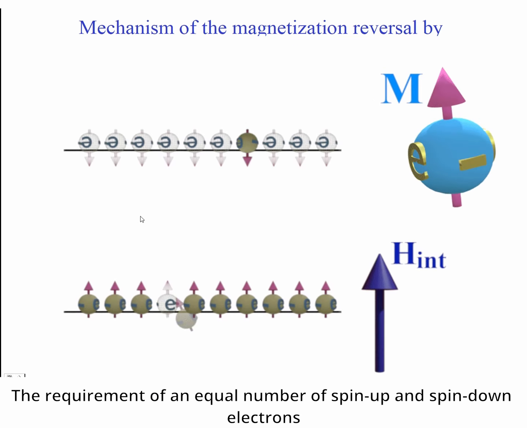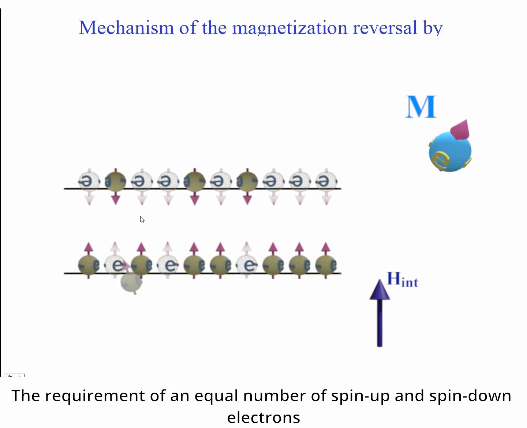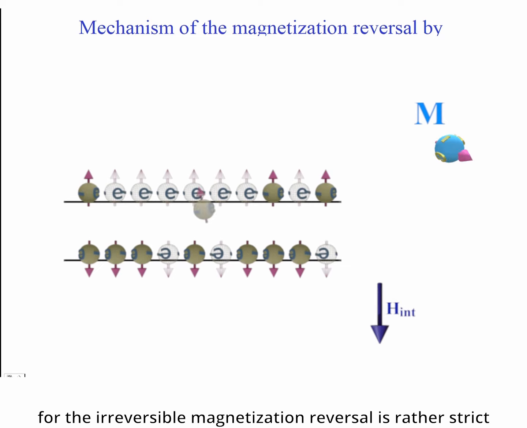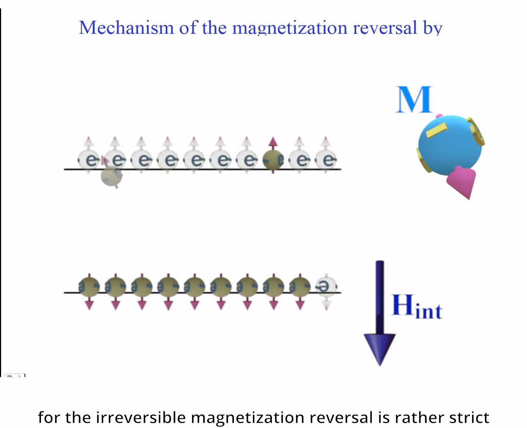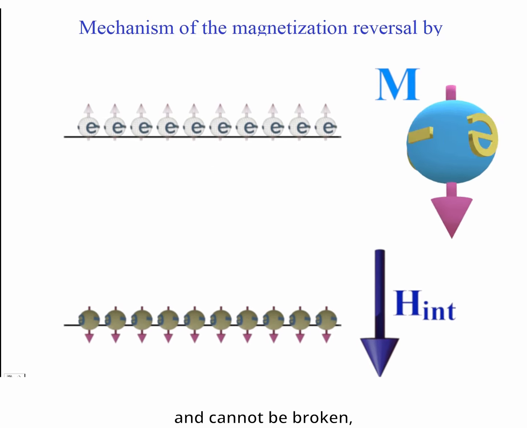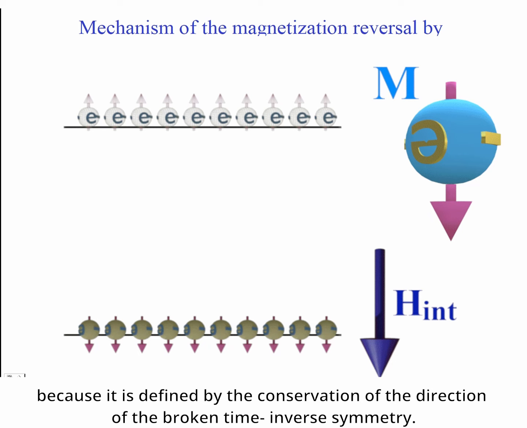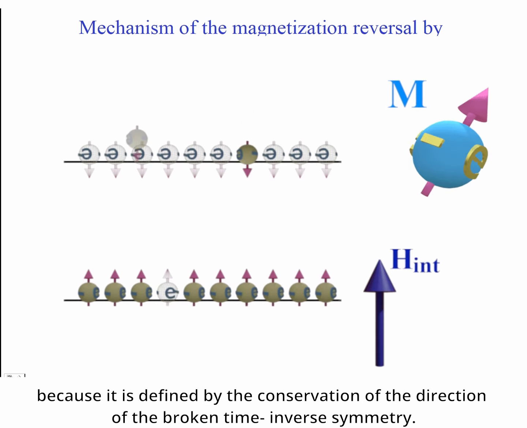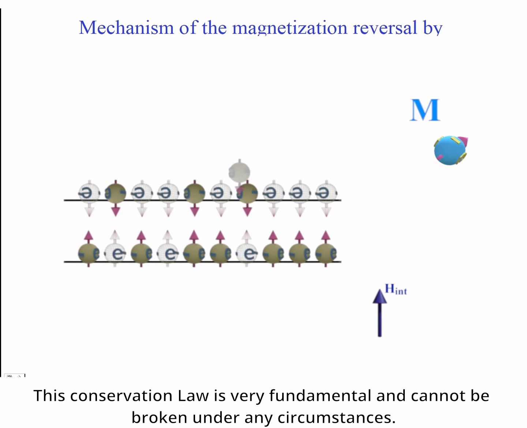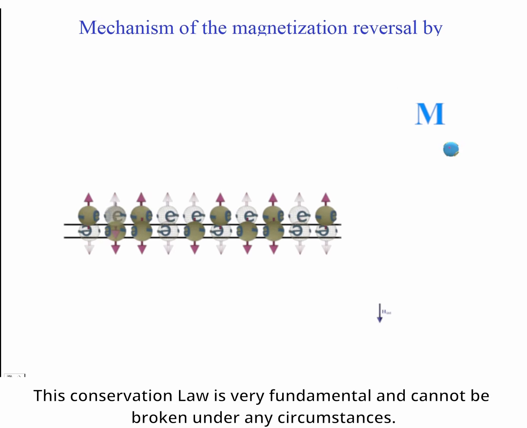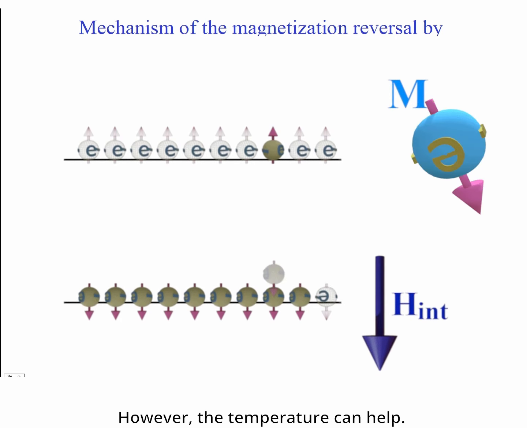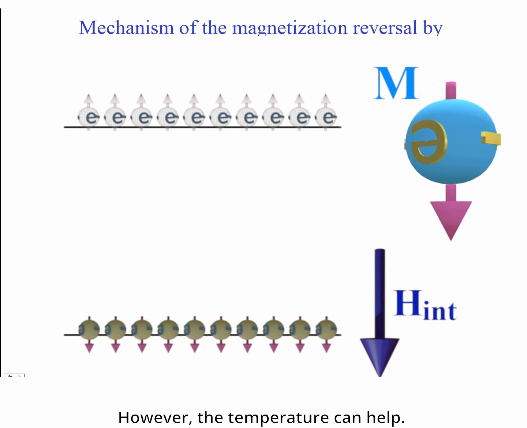The requirement of an equal number of spin-up and spin-down electrons for the irreversible magnetization reversal is rather strict and cannot be broken because it is defined by the conservation of the direction of the broken time inverse symmetry. This conservation law is very fundamental and cannot be broken under any circumstances. However, the temperature can help.